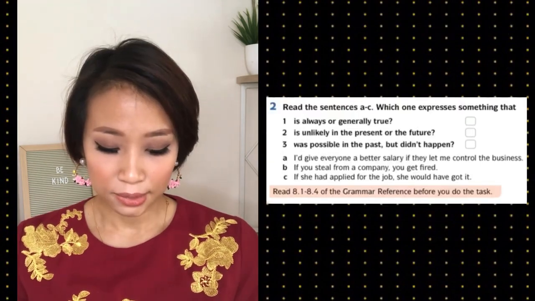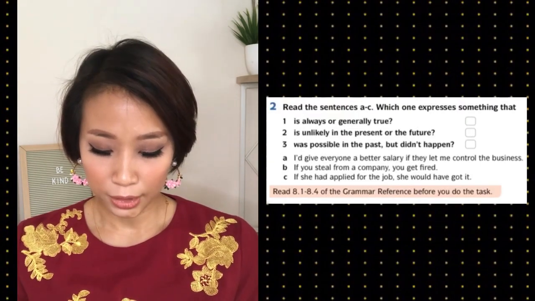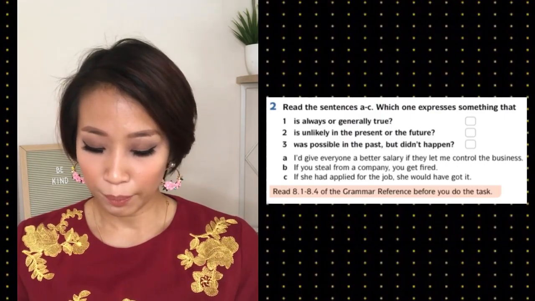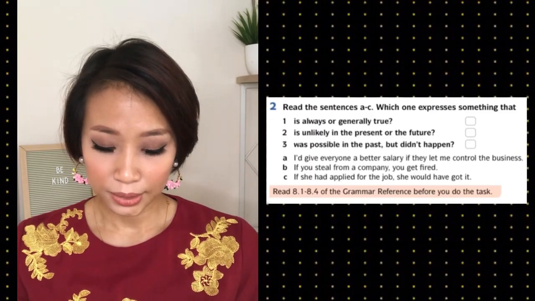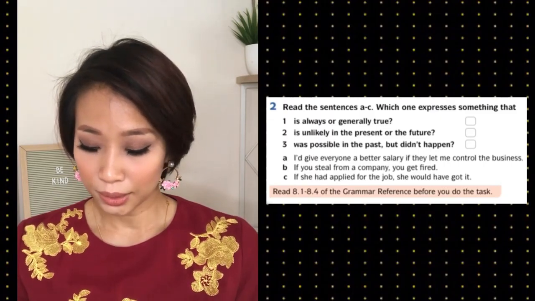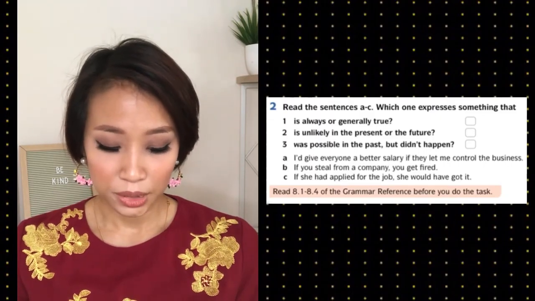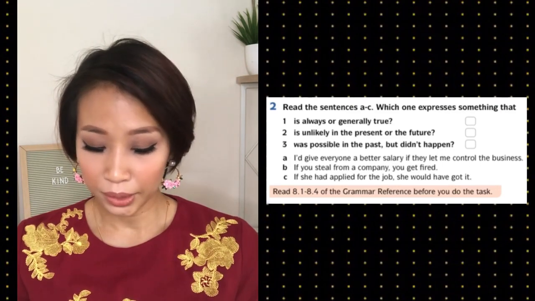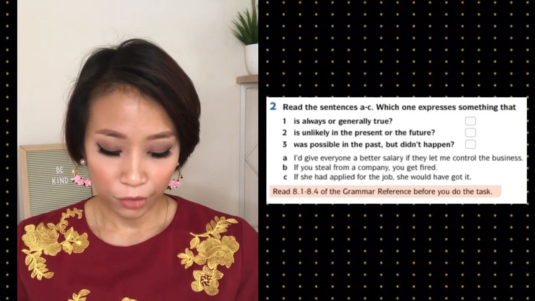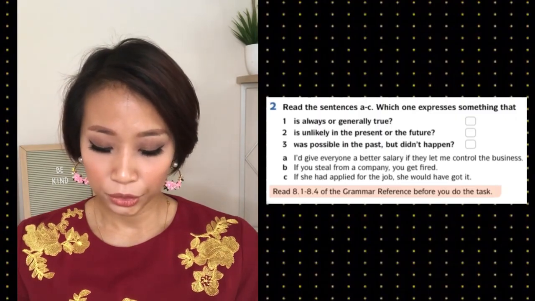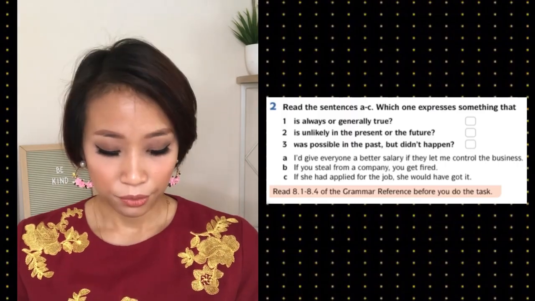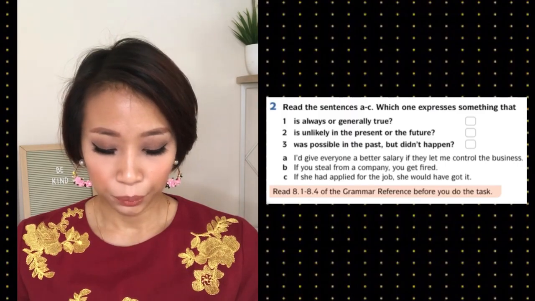2. Read the sentences A to C. Which one expresses something that is always or generally true, secara amnya betul, is unlikely in the present or the future, mustahil di masa sekarang dan masa depan, was possible in the past but didn't happen, boleh berlaku di masa lalu tetapi tidak berlaku? A. I'd give everyone a better salary if they let me control the business. B. If you steal from a company, you get fired. 3. If she had applied for the job, she would have got it.